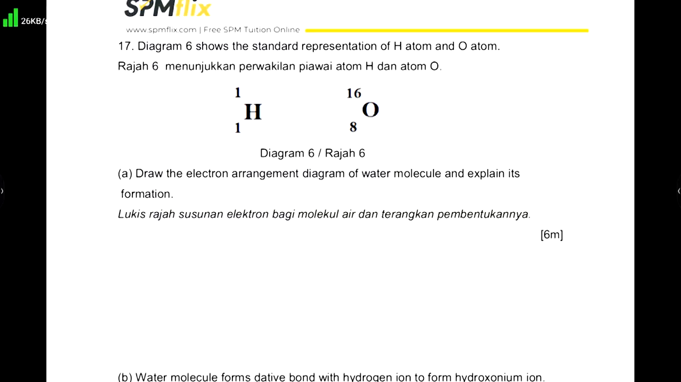Okay? All right. Rajah enam menunjukkan perwakilan piawai atom hidrogen dan atom oksigen. Lukiskan susunan elektron bagi molekul air. Just now we already did, right? Okay, dan terangkan pembentukannya. 6 marks.